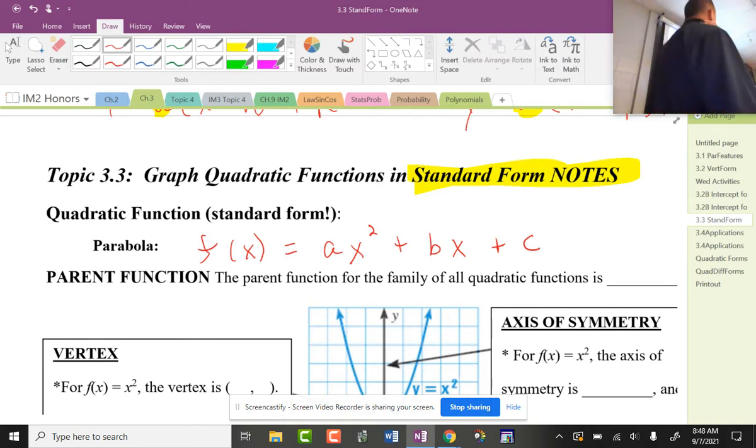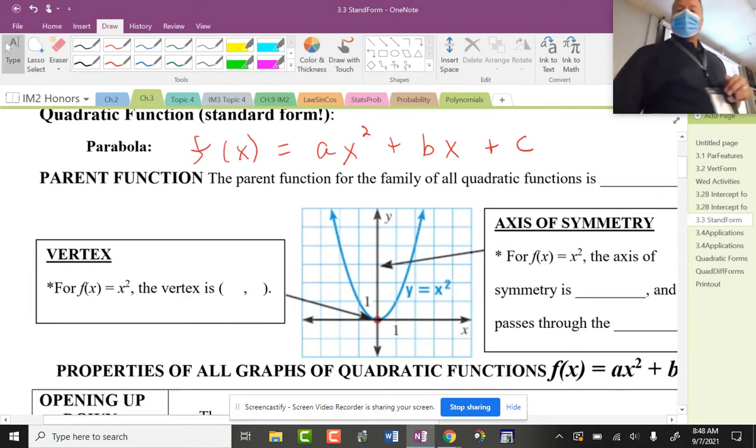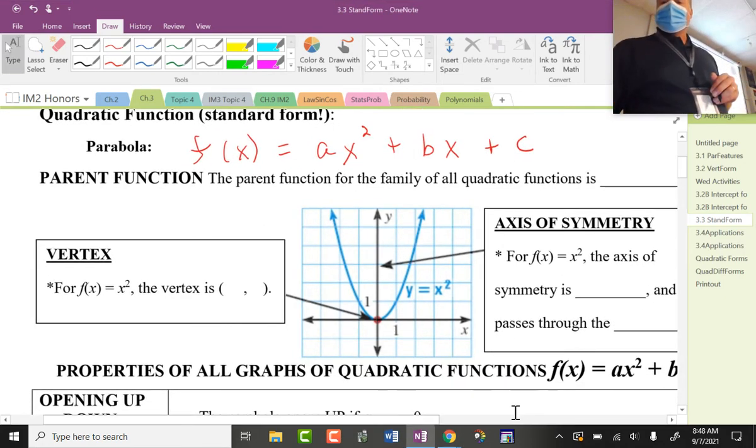So there you go. No parentheses. You just got a listing of the variables in descending order. That's standard form. Now to graph this, we're going to need something special, all right? And we'll come to that when we get to it. I'm not going to jump ahead of myself. Let me hide this. Boom.